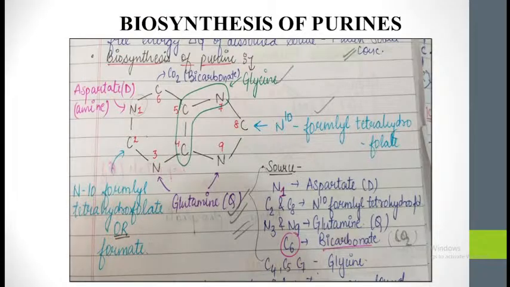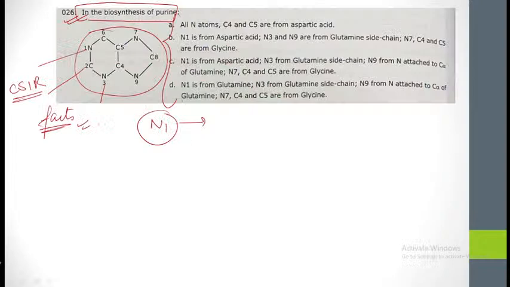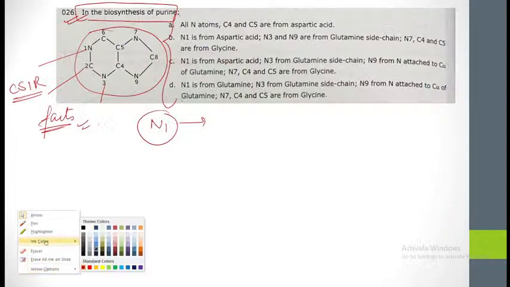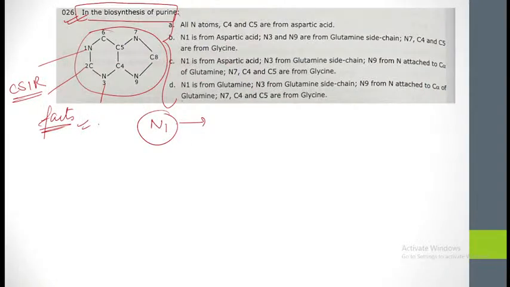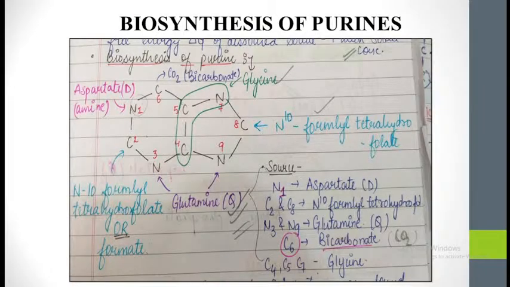Okay, let's check. So the answer for this particular question is yes, option number B. Let's understand and let's revise it as well. Yes, the answer is option number B. Very good. So this is how the complete biosynthesis of purine looks like.